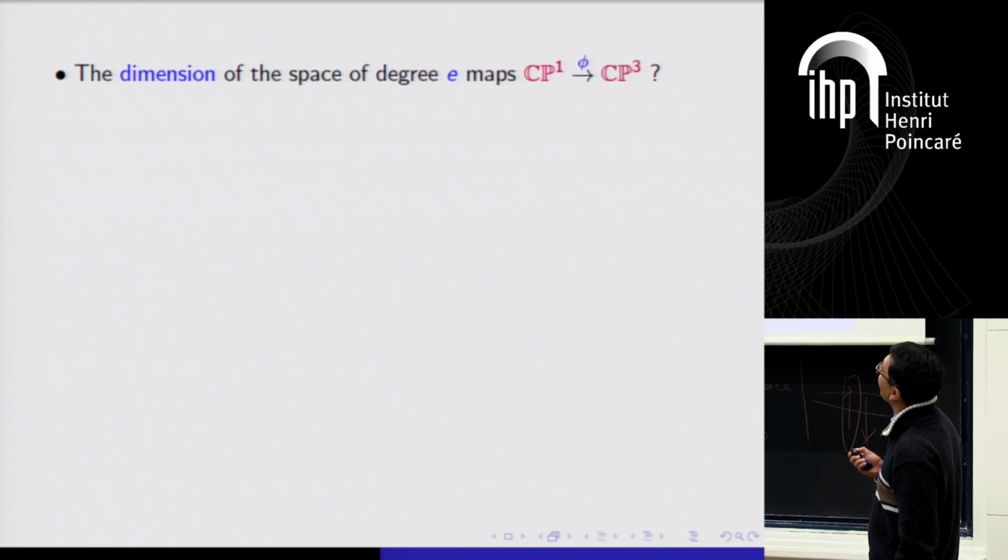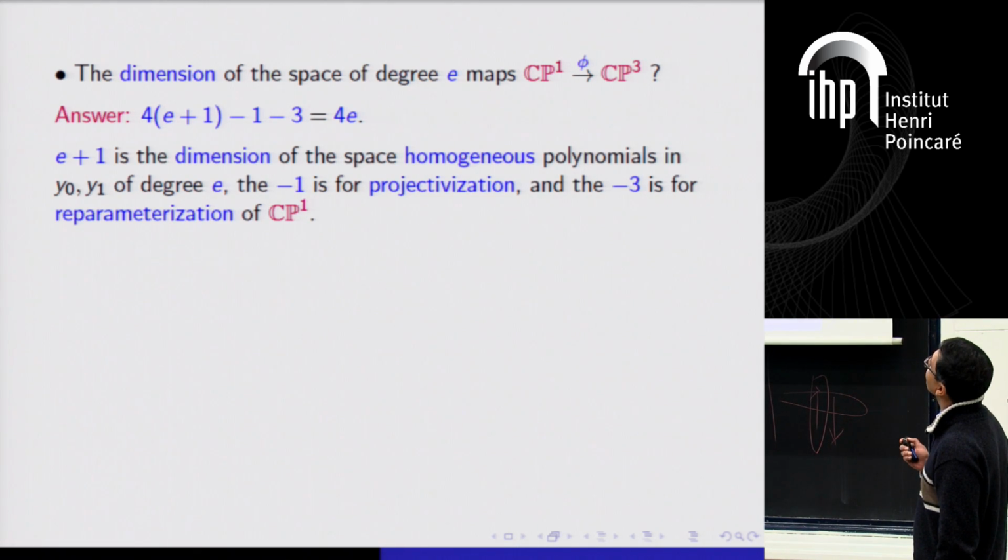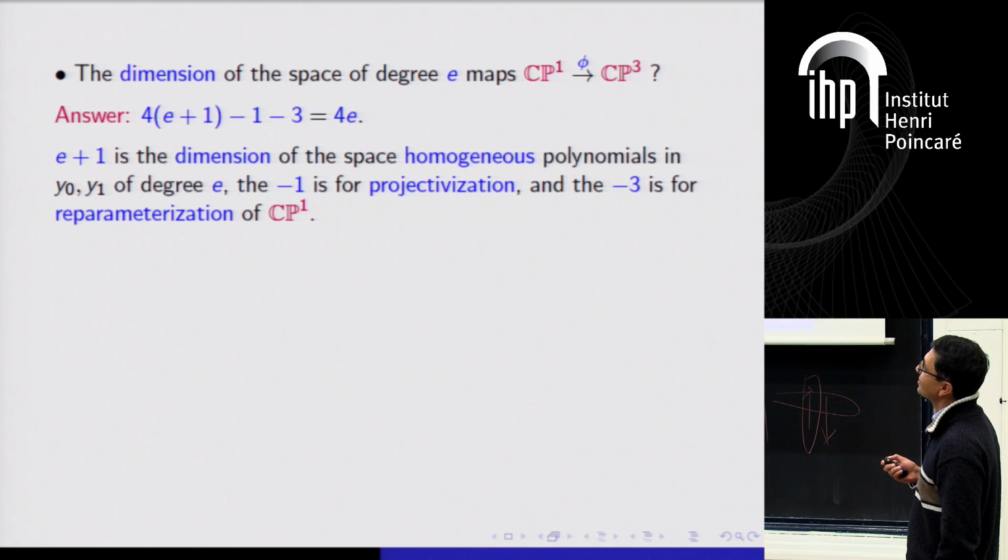Well, what's the space of possible maps here? And the answer is 4 times (e plus 1), minus 1, minus 3. And what's the justification? This is the number of homogeneous polynomials of degree e; this is the dimension of the vector space of homogeneous polynomials of degree e. And we have 4 homogeneous polynomials of degree e, so it's 4 of these. Minus 1 is because of the projectivization, because we're doing everything in projective space. And minus 3 is because we can reparameterize. So this minus 1, minus 3 is a little bit more than linear algebra, but anyway.